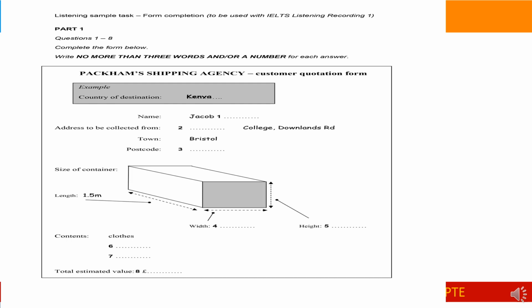Similarly, it reads and or a number. So, wherever it is required, you can just write a number or 3 words and a number, but not 2 numbers. It would again be incorrect.